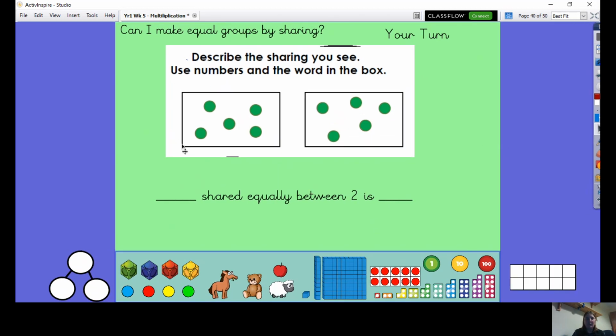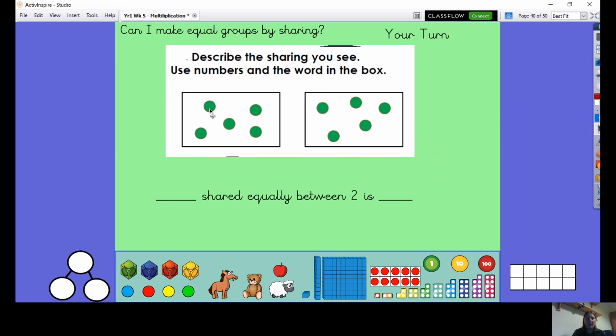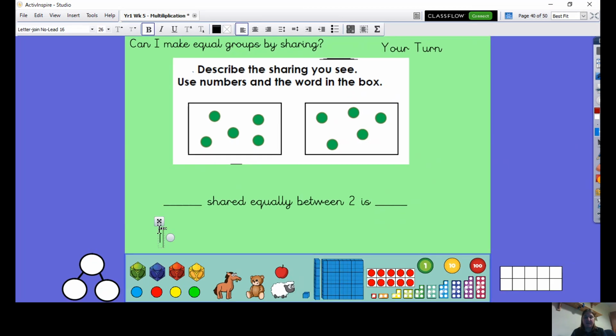Okay, so we've got here then, how many were there? 1, 2, 3, 4, 5. Hopefully you've used your double knowledge. Now, what's double 5? 5 and 5 is 10.